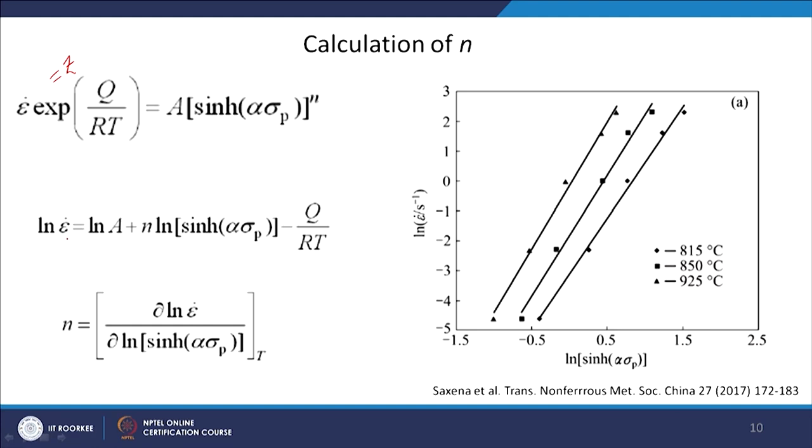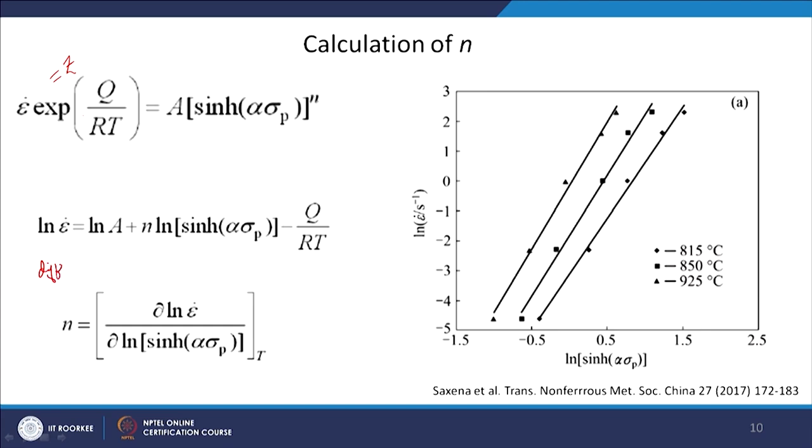So, ln epsilon dot equals ln of A plus n ln sinh(alpha sigma p). If you had taken the ln of the exponential here, it would have been plus Q by RT, but you have taken it to the other side of the equal sign, so it has become minus Q by RT now. So, ln epsilon dot equals ln A plus n ln sinh(alpha sigma p) minus Q by RT. Now again you can differentiate this equation.